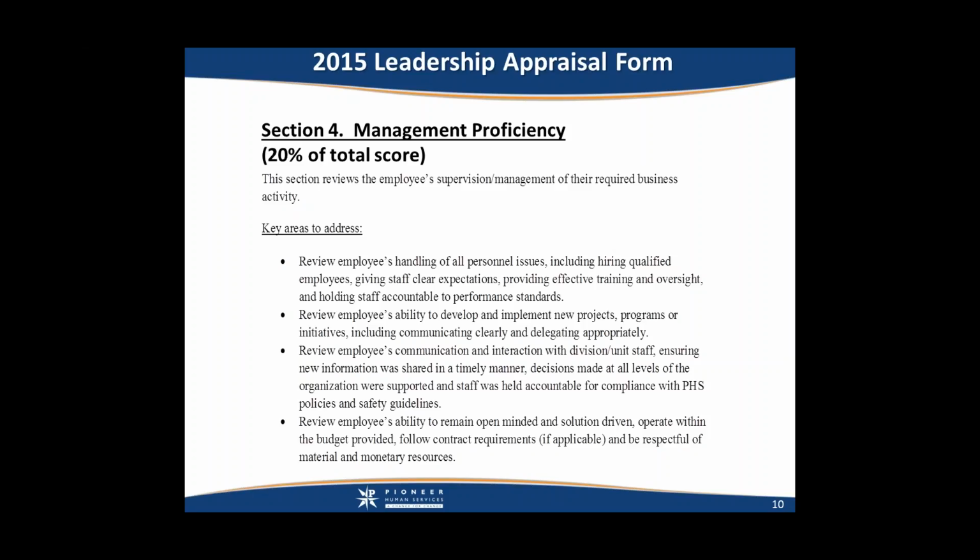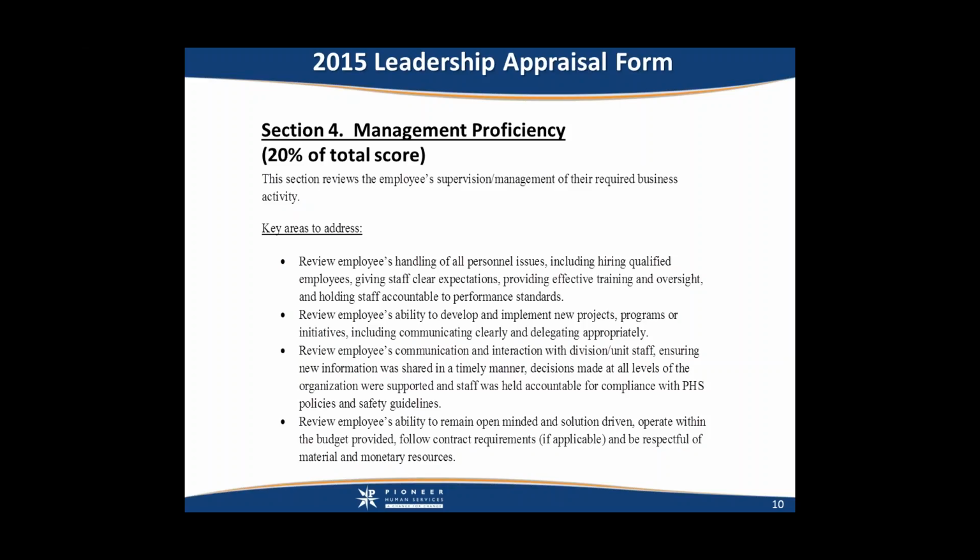So if you are writing an appraisal for a leader, then you're wanting to look at management proficiency. And in determining the score for management proficiency, you're going to want to review the supervisor or manager's handling of all personnel issues, including hiring qualified employees, giving clear staff expectations, providing effective training and oversight, and holding staff accountable to performance standards. You're also going to want to take a look at the employee's ability to develop and implement new projects, programs, or initiatives, including communicating clearly and delegating appropriately.